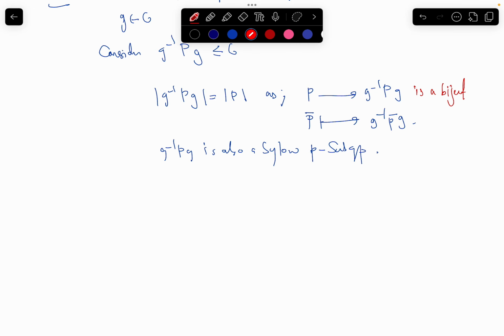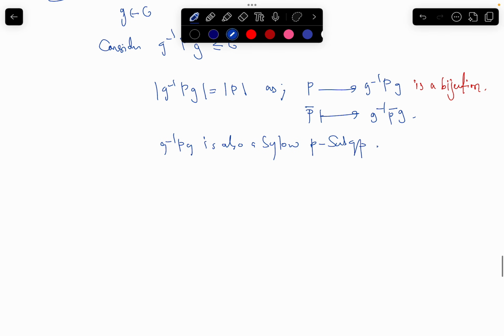We don't need it to be a homomorphism, but a bijection is enough. So it's a Sylow P subgroup, but there is only one Sylow subgroup. So g inverse P g is P, and this is true for all g in G. So this Sylow P subgroup is normal in G.